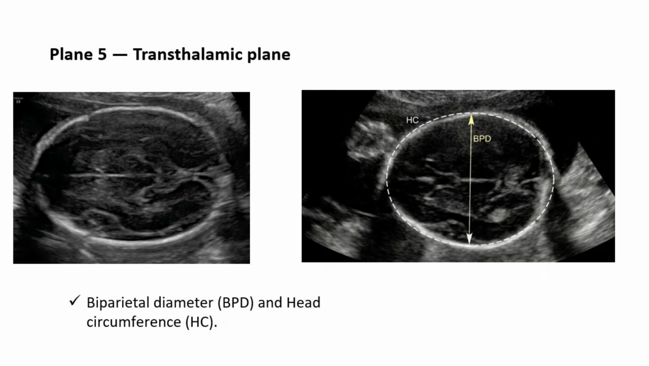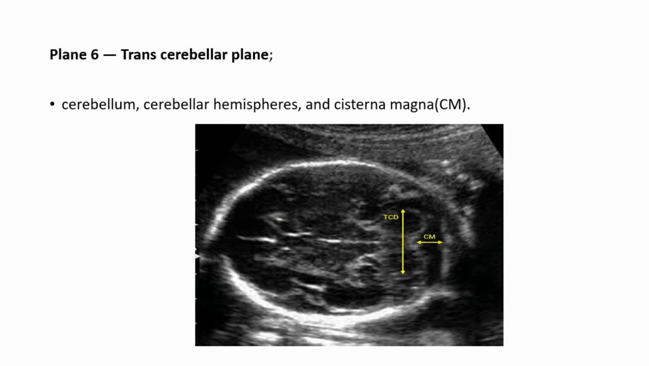Plane 5, transthalamic plane. Slide minimally from plane 4. You're now at the level of the thalami. Take biparietal diameter, BPD, and head circumference, HC. Refer if either fall outside the normal range for gestational age. Plane 6, transcerebellar plane. Rotate posteriorly from plane 4. Now you see the posterior fossa, the cerebellum, cerebellar hemispheres, and cisterna magna.